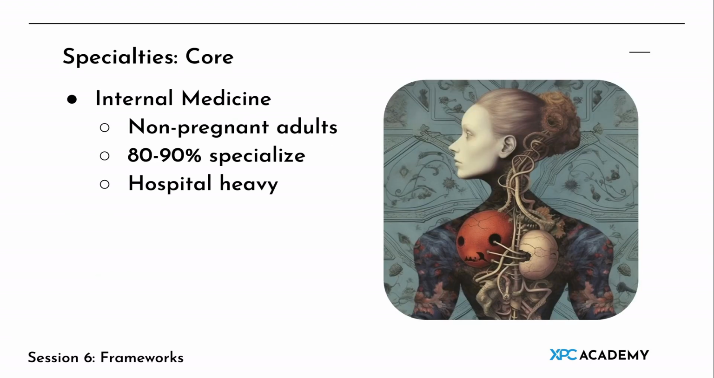And then internal medicine. The main difference between internal medicine and family medicine is internal medicine only does adult medicine, so no kids and no pregnant women, and most of their training is in the hospital. The other big difference is internal medicine is like doing medical school a second time. It's 3 years, and 80 to 90% of internal medicines will then go on to do a fellowship and specialize.